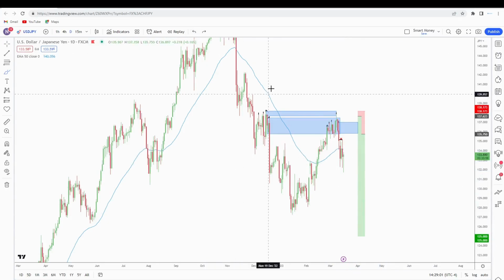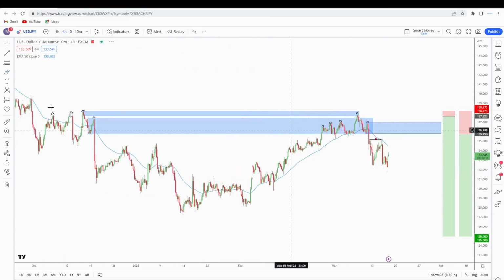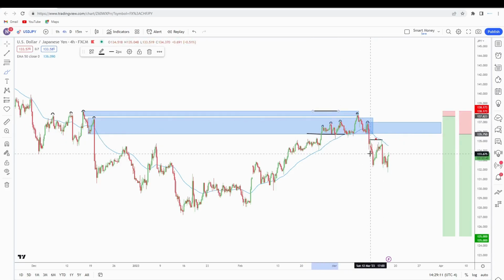Right? So the not as highly probable setup would just be to sell it from that level. And you can do that at half risk. Sell it at half risk, put your stop above the high. And then if we have lower time frame confluence, which I'll go over in a little while, then we can add the additional risk to it.